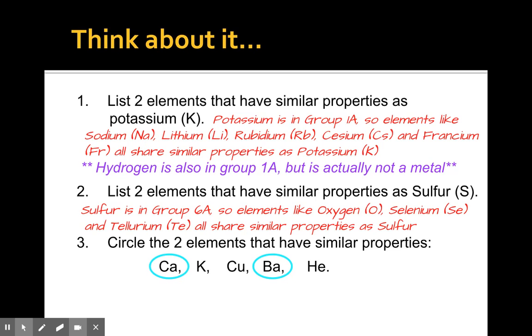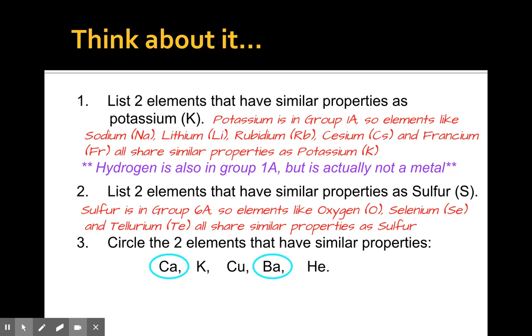Hydrogen is in group 1A, but all the elements in group 1A are metals, and hydrogen is not a metal. Hydrogen actually doesn't really fit anywhere on the periodic table, but it's a light gas and it only has 1 proton, so they put it at the beginning. So hydrogen is in group 1A, but it does not share the properties with the other elements. So that is one exception that you'll have to be careful of and watch out for.